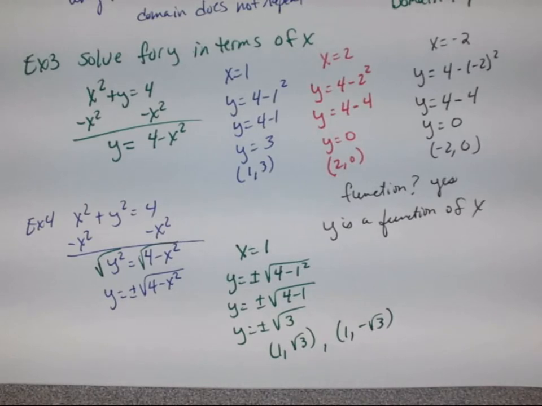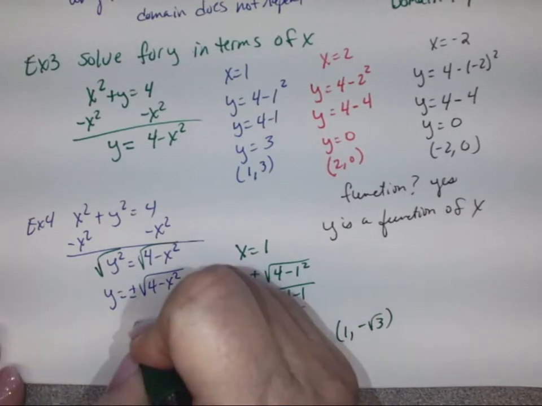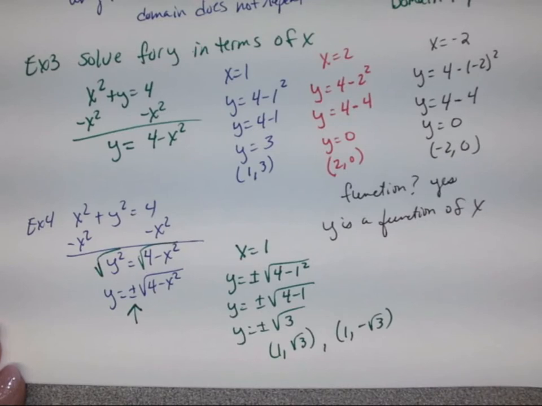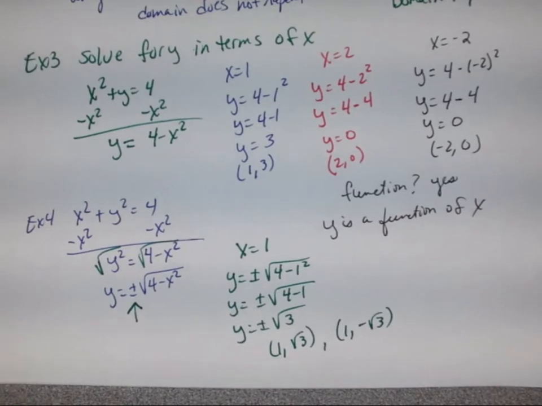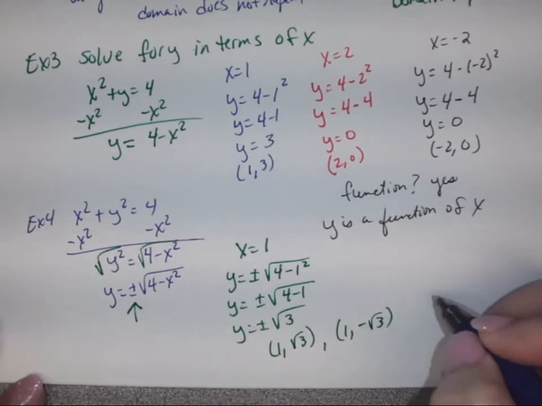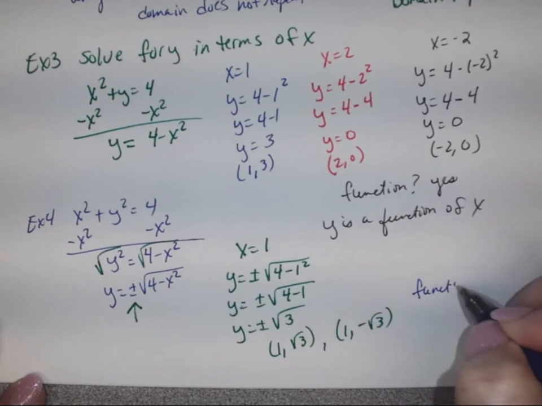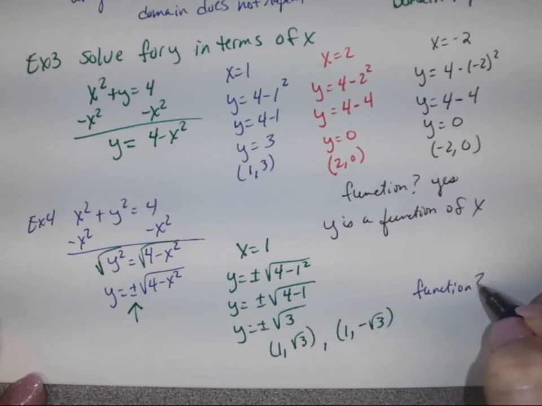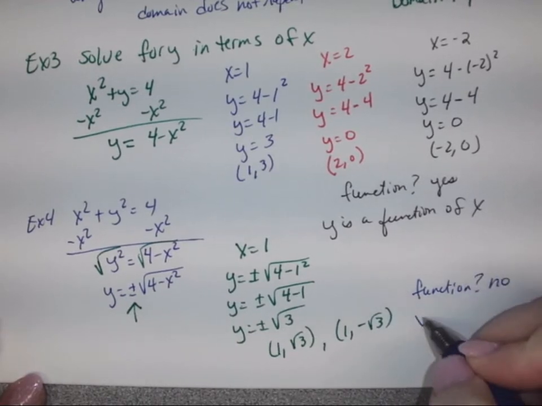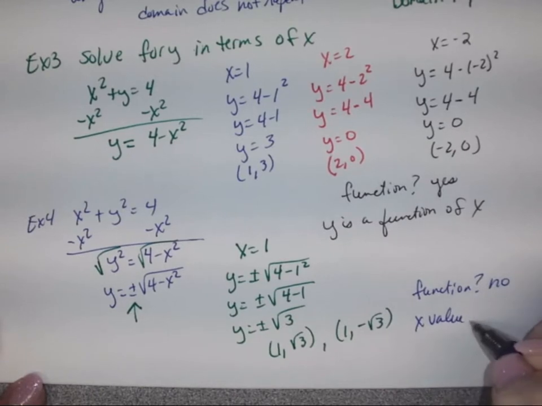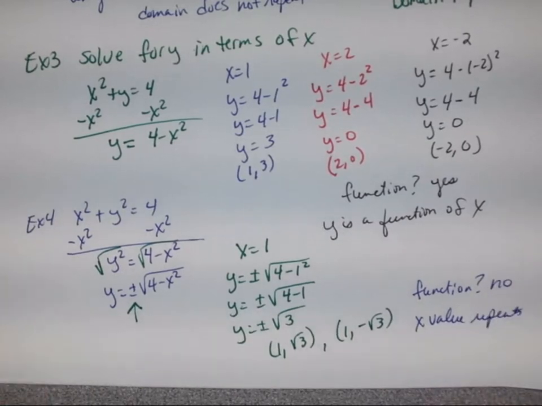And this happens because of this plus or minus. This part right here, once you have that, tells you that you're going to get 2 answers, because when you solve it, you'll still have 2 answers. So is this a function? The answer will be no, and it's because the x value repeats, or the domain repeats, whichever way you want to look at it. But in this case, because we're looking at actual x values, we would probably state that.